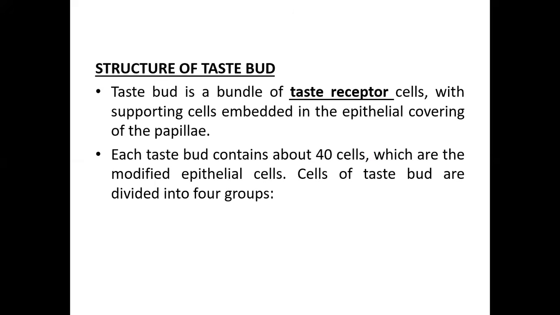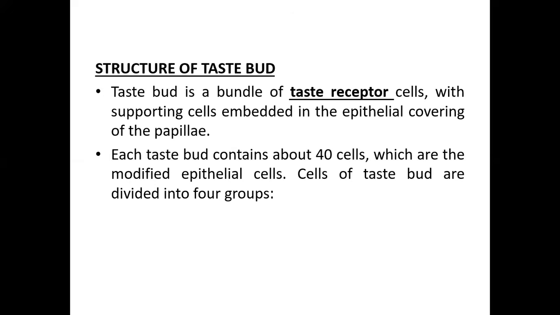Structure of the taste bud. A taste bud is a bundle of taste receptor cells with supporting cells embedded in the epithelial covering of the papilla. Each taste bud contains about 40 cells, which are modified epithelial cells. Cells of the taste bud are divided into four groups. We're going to find type 1, type 2, type 3, and type 4.